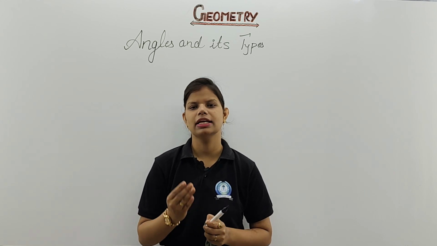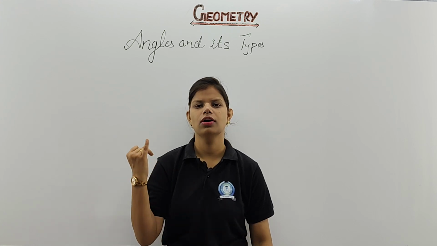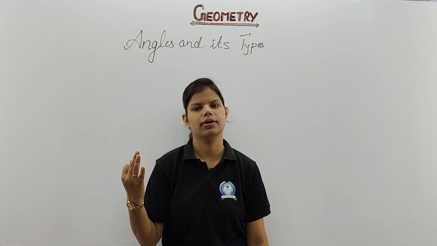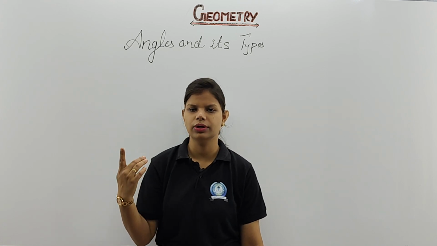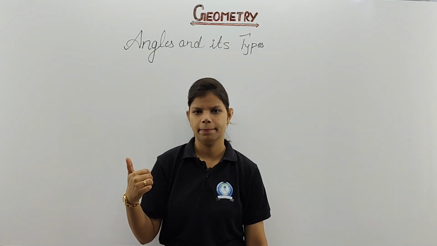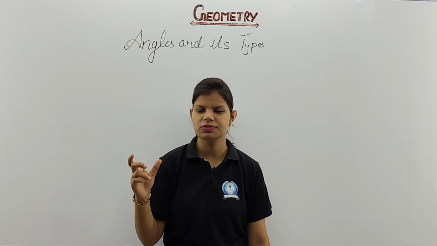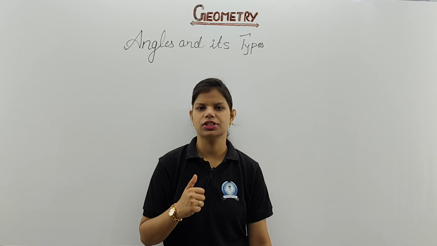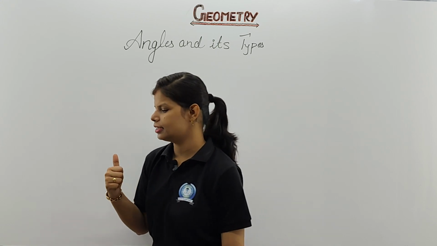Clear? We have basically four types of angle. First is your right angle. Second is your straight angle, which is also called your complete angle. Third is your acute angle, and fourth is your obtuse angle. Clear? So as per your class, these four angles are defined in your syllabus. So children, let's have a deep discussion about the topic: angles and their types.